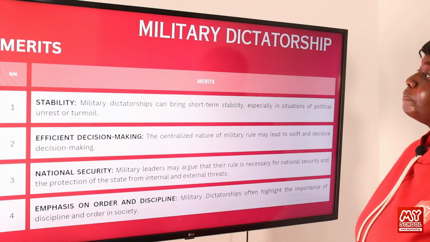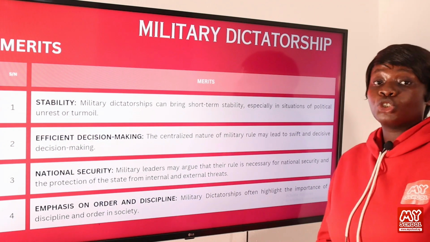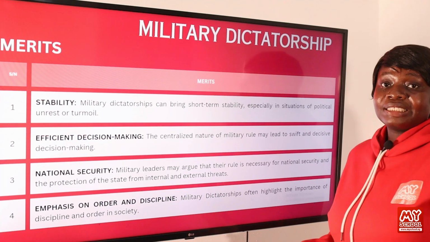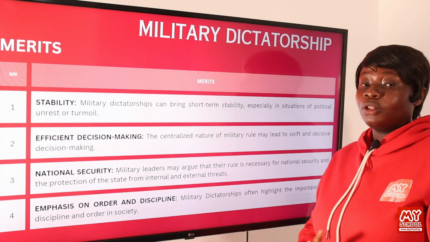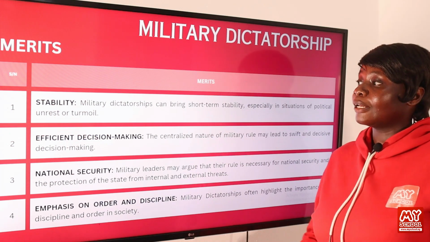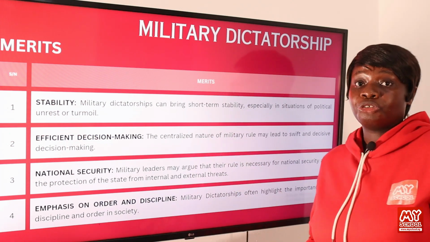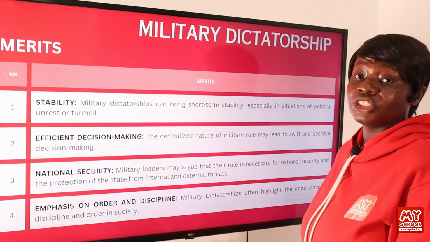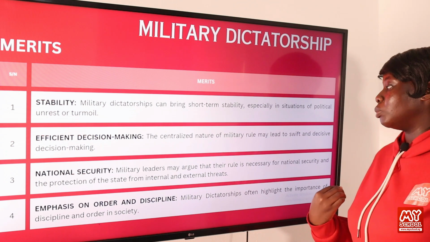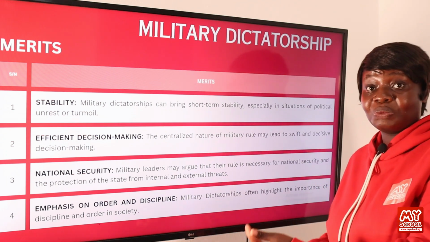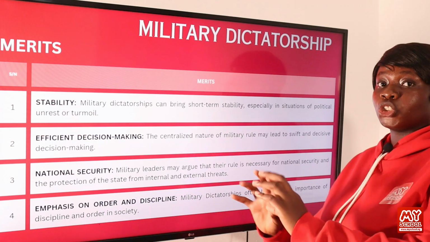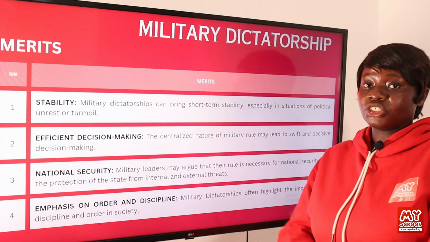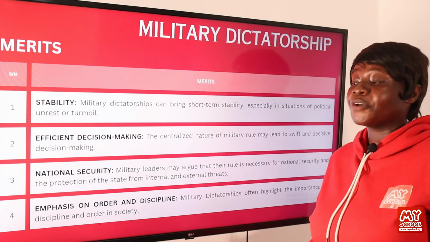One of the merits is stability. Military dictatorship can bring about short-term stability, especially in situations of political unrest or turmoil. With the fact that they are able to make decisions without the long processes that take place in a democratic society, there will be a lot of stability within the country, especially during times of crisis. Another merit of military dictatorship is efficient decision-making. The centralized nature of military rule may lead to swift and decisive decision-making. Again, with a democratic society, you have to make sure there is a consensus before a decision can be made. But with a military dictatorship, with just a centralized authority, a decision can be made very quickly.